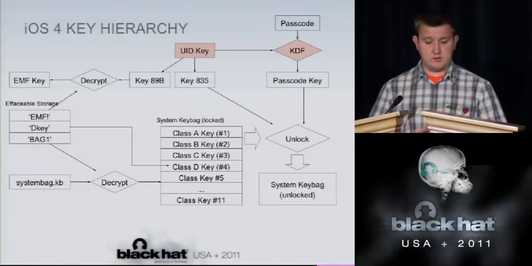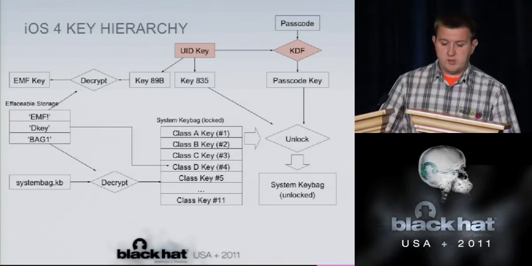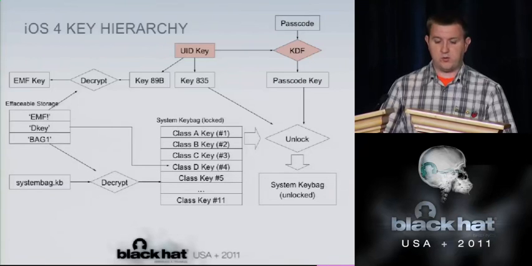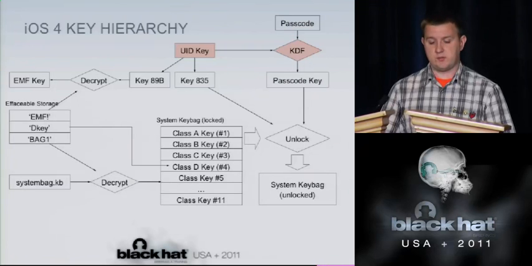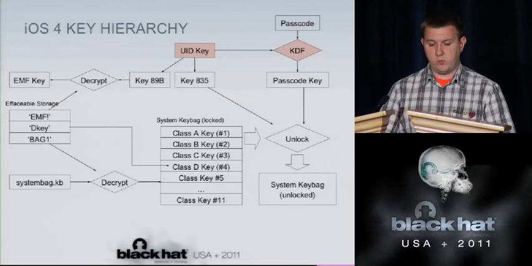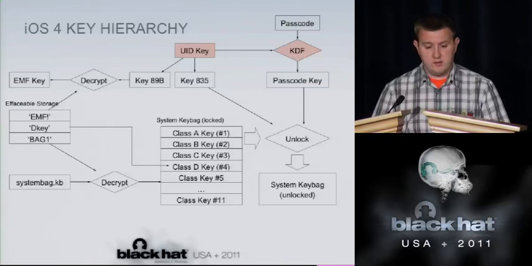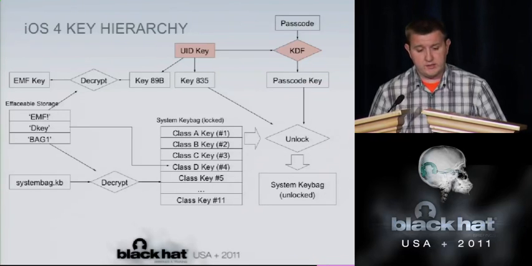So the first one is the EMF key, which is a file system whitening key. It acts pretty much like a default encryption key for the user data partition. All data which is not a file with a certain protection class is encrypted using this whitening key. So all the file system metadata and files for which no content protection class is explicitly set, those files are encrypted with the whitening key.